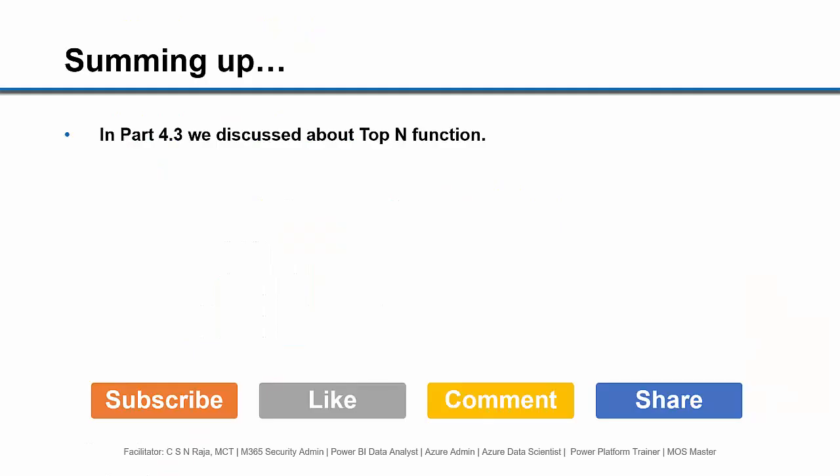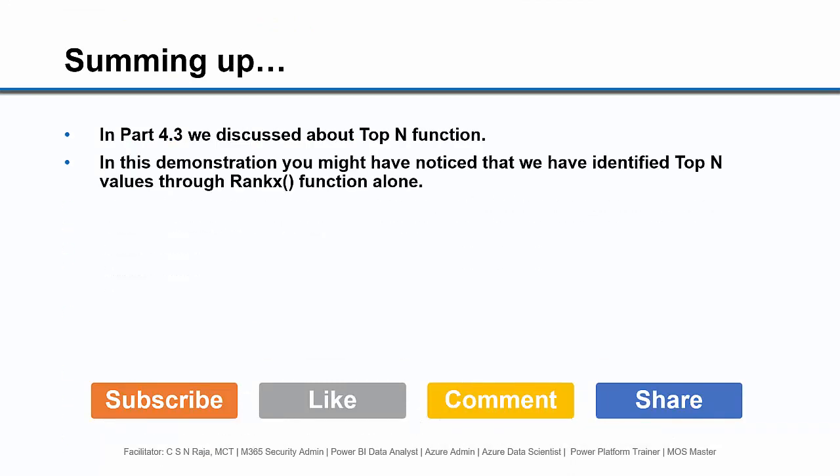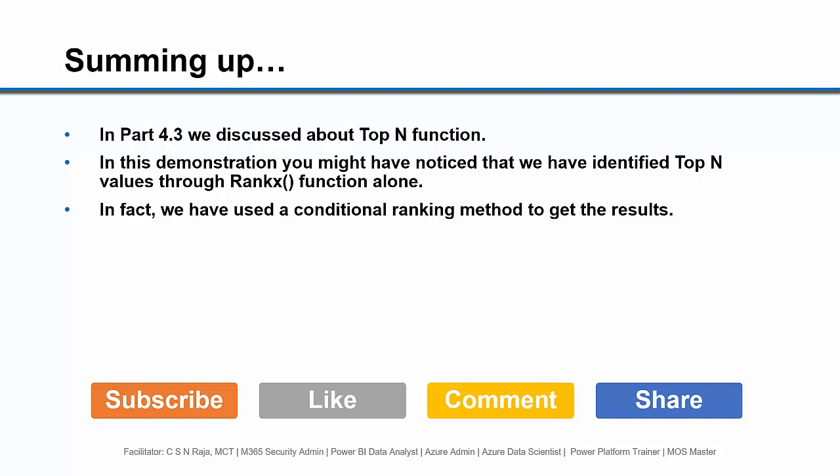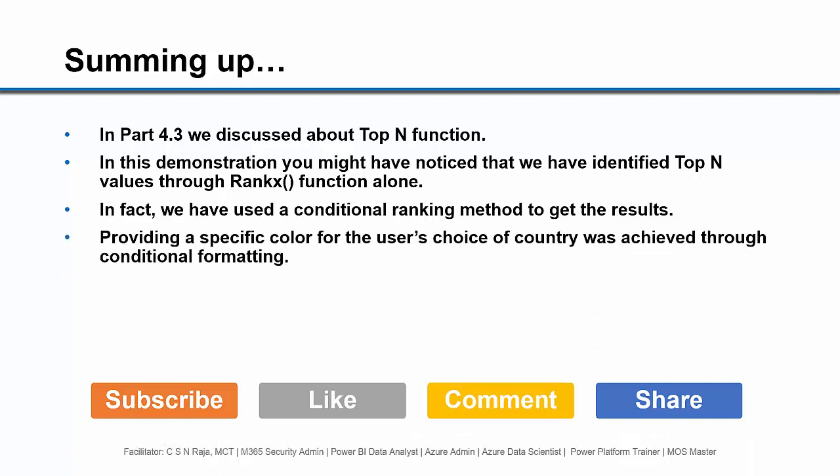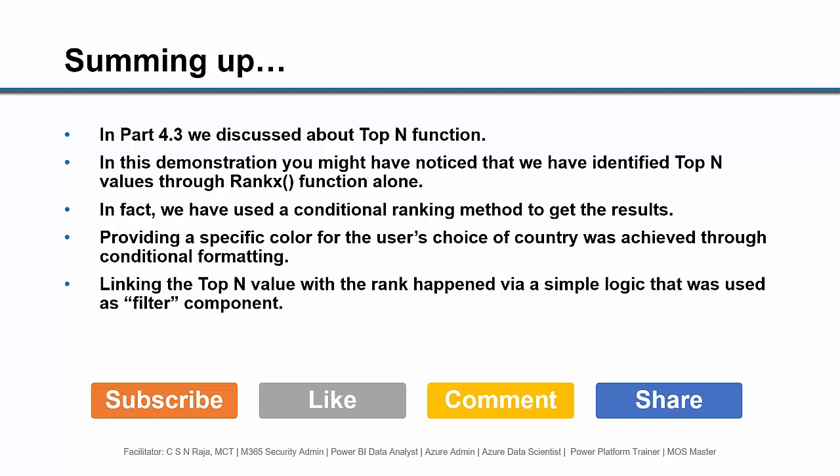In the previous video, part 4.3, we discussed a TopN function. In this demonstration, you might have noticed that we have identified top n values through the RankX function alone, which means that we have not at all used the TopN function, still we are able to identify the top n values. In fact, we have used a conditional ranking method to get the results. Providing a specific color for the user's choice of country was achieved through conditional formatting. Linking the top n value with the rank happened via a simple logic that was used as a filter component.